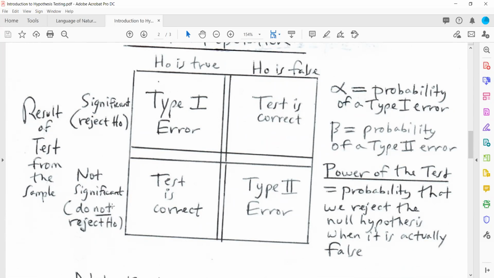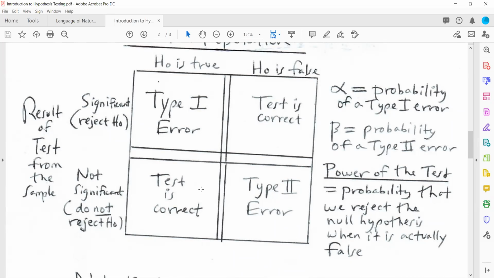However, if we find that there's not enough evidence in the sample to reject the null hypothesis, but the null hypothesis is actually false, we've also made a mistake there. And that's a case of what's called the type 2 error. The type 2 error is when we do not reject the null hypothesis, but we should have because the null hypothesis is false. All right, so those are the two types of errors.